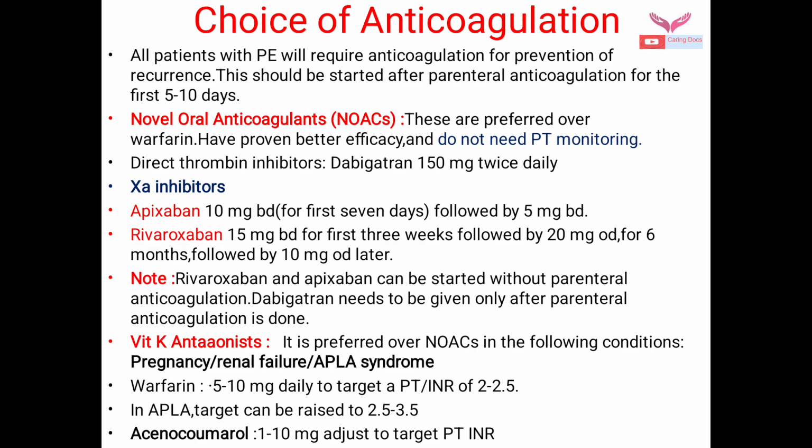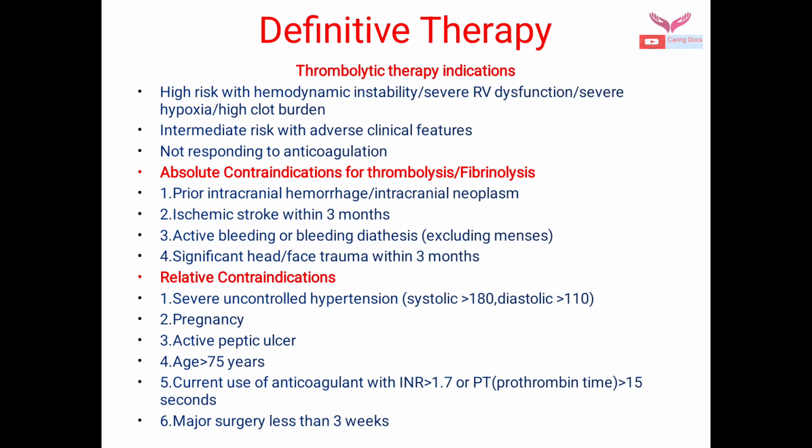Vitamin K antagonists are preferred over novel oral anticoagulants in the following conditions: pregnancy, renal failure, and APLA syndrome. Warfarin is given as 5 to 10 milligram daily to attain a target PT INR of 2 to 2.5. In APLA, target PT INR is 2.5 to 3.5. Acenocoumarol is 1 to 10 milligram adjusted to target PT INR.